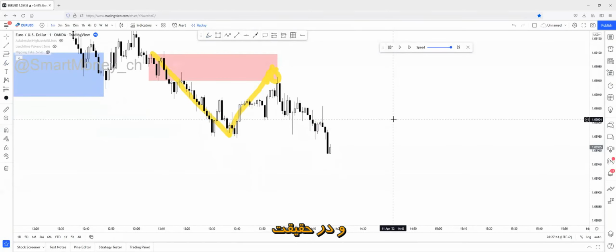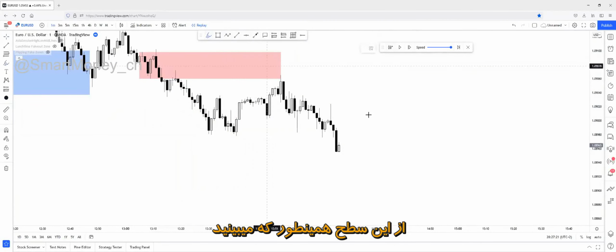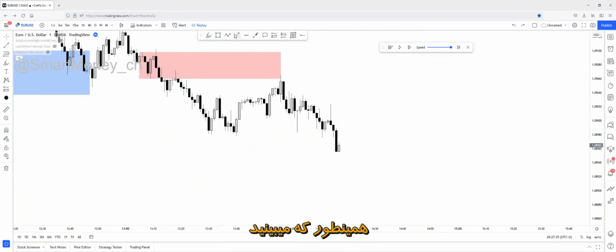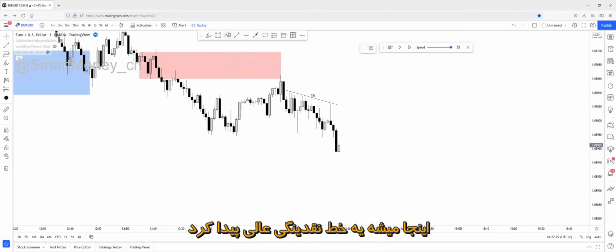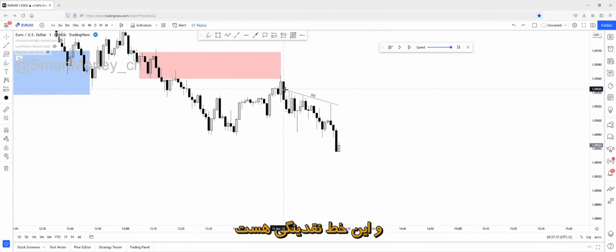And actually, the break of structure has happened. Let me just remove these drawings. The break of structure has happened from this zone, as you can see from this candle. But this candle is heavily part of the liquidity. As you can see, there could be a perfect liquidity trend line found because this has been touched several times. And this is a liquidity trend line. These are not lining up candles.